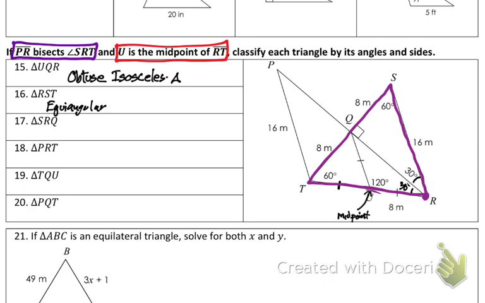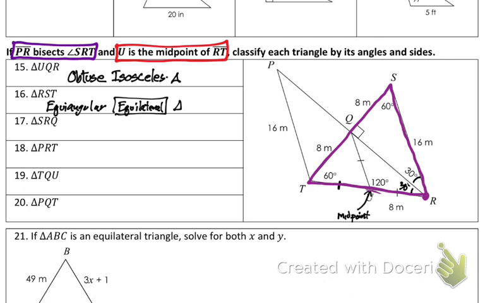SR is 16. S to T is 8 plus 8, which is 16. T to R is 8 plus 8, which is 16. So I could have just put equilateral on there too. I'm going to put equiangular, equilateral, but you could have just put equilateral if you wanted to. This one, a lot of times people put both of them down because they saw the equiangular first, but it also is equilateral. Let's do the rest of them.